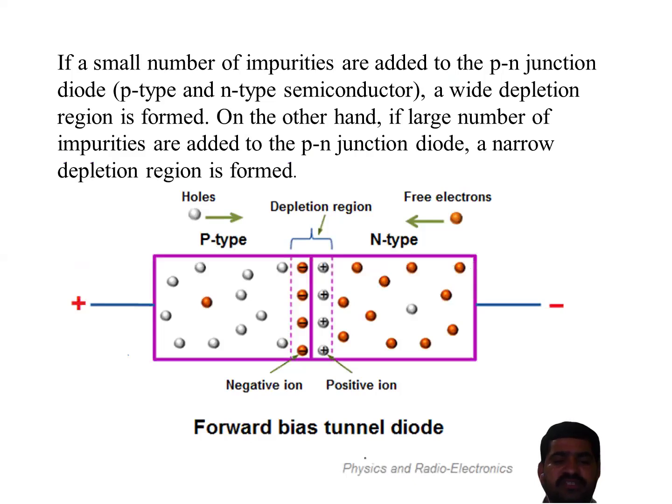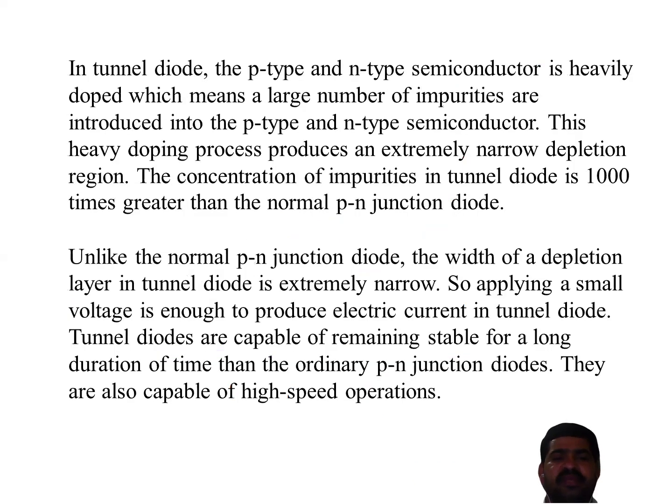This is the forward bias tunnel diode. In tunnel diodes, the p-type and n-type semiconductor are heavily doped, which means a large number of impurities are introduced into the p-type and n-type semiconductor. This heavy doping process produces an extremely narrow depletion region. So because of heavy doping, an extremely narrow depletion region is formed.